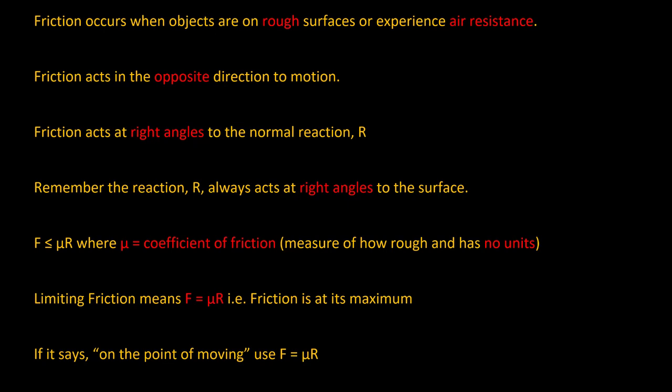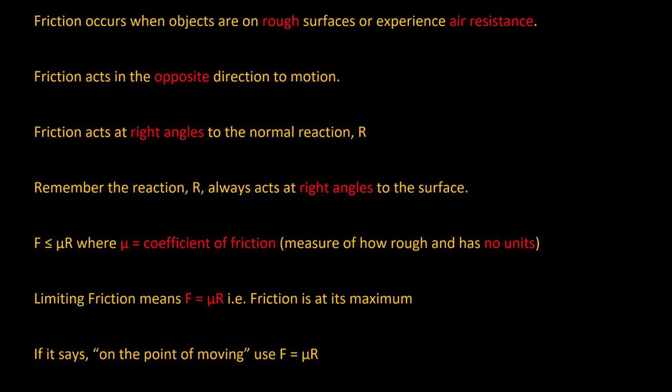Therefore, friction acts parallel to the surface. F, friction, is less than or equal to mu times R, where mu is the coefficient of friction. So that's just a measure of how rough something is, and it has no units. Limiting friction means that the friction equals mu R, i.e. friction is at its maximum.